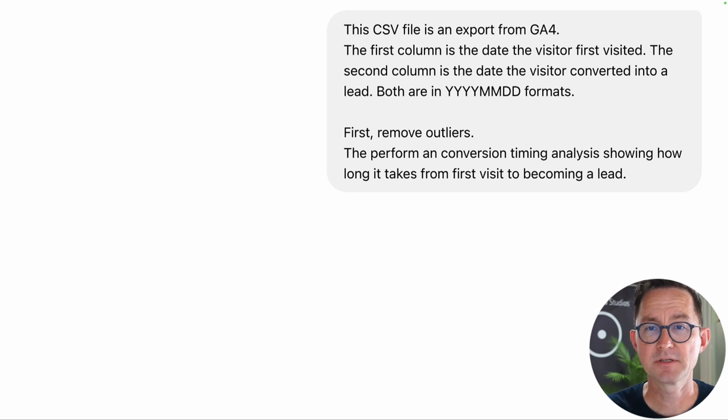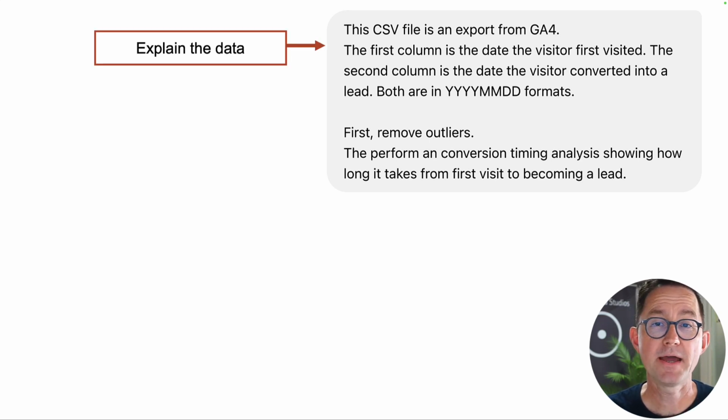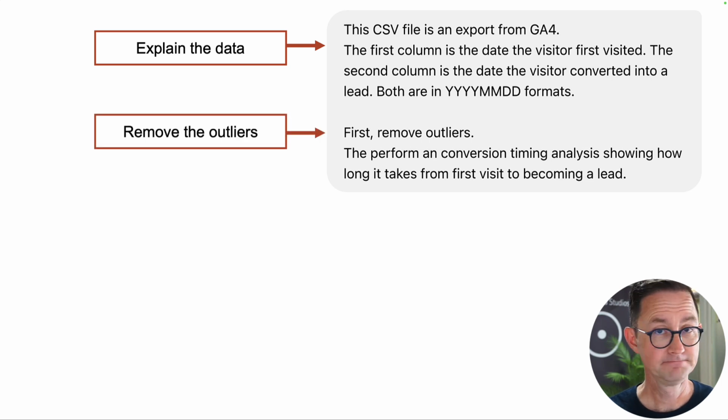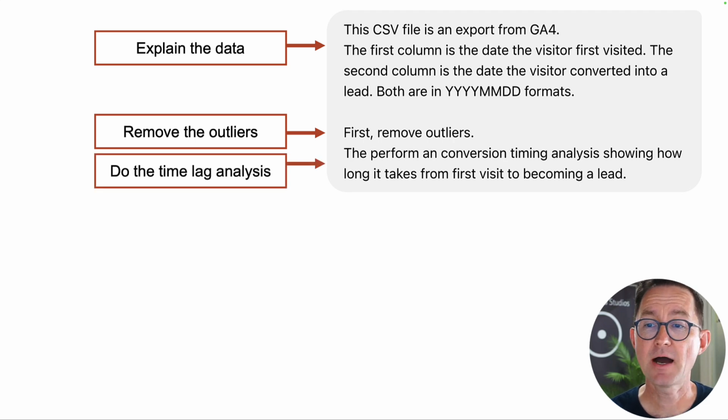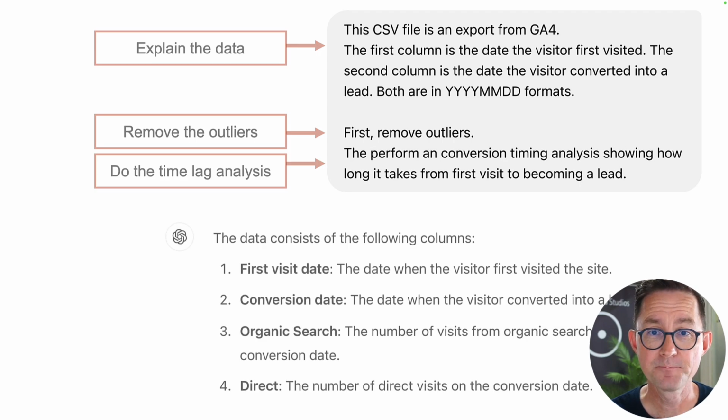The prompt looks like this. What did I give you, AI? It's a CSV file, an export from GA4. The first column is the date they first visited. The second column is the date they converted to a lead. They're in this format. Now, remove the outliers. Gotta tell it that, because there's gonna be weird stuff in here. Very helpful. Then perform a conversion timing analysis showing how long it takes for the visitor to become a lead.